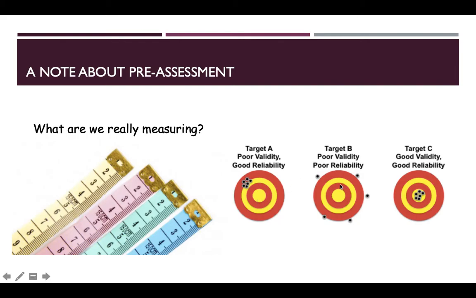Target B has poor reliability. There's not any consistency in the shots. And it has poor validity, right? There's nothing in the center. And then target C has both good validity because we're hitting the center, and it has good reliability. We are consistently hitting the center.